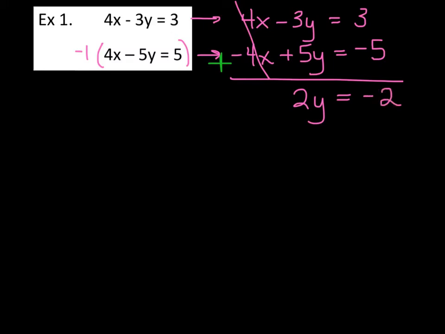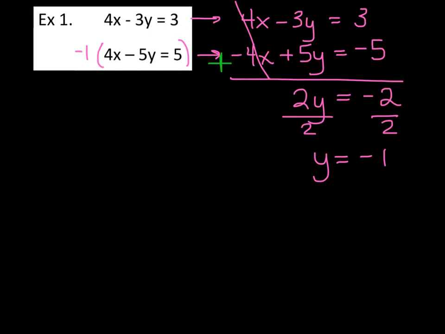Okay, now we have a resulting equation. 2y equals negative 2. That equation can be solved very easily by dividing both sides by 2. And so we end up with y is equal to negative 1. That is our first solution that we have. But we can't stop here. A lot of times students think once they get one answer, they think they're done. It's a huge common mistake that students make.